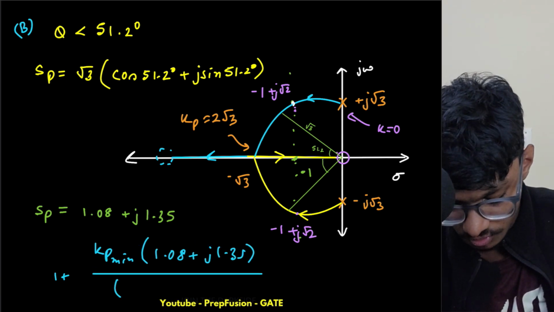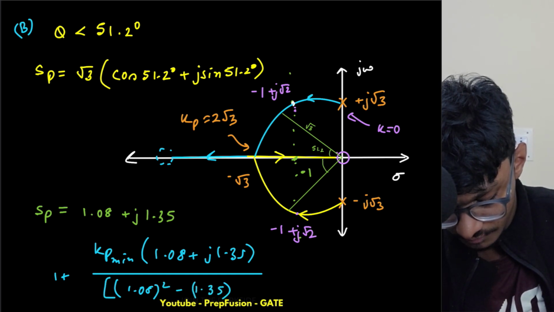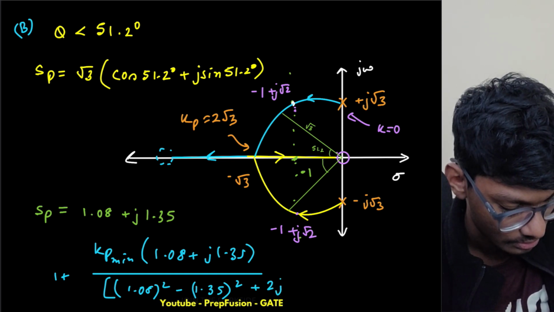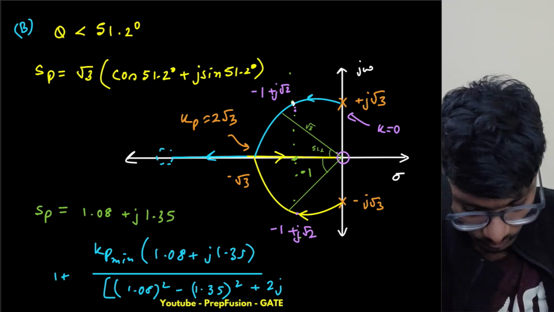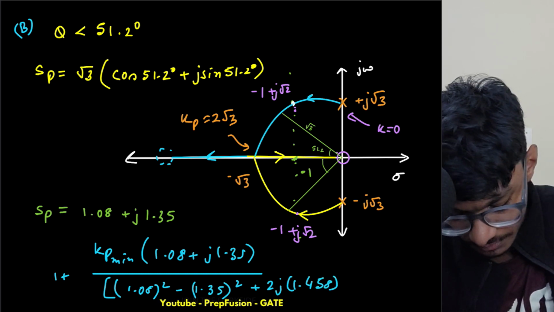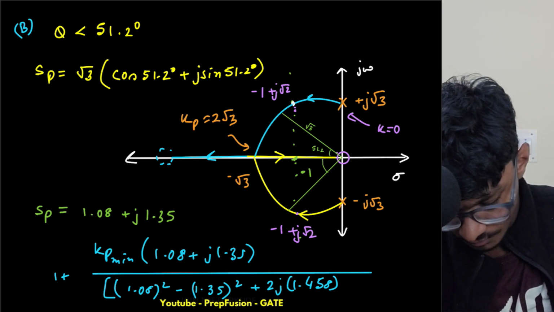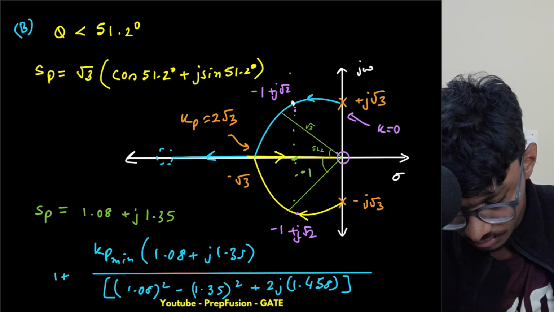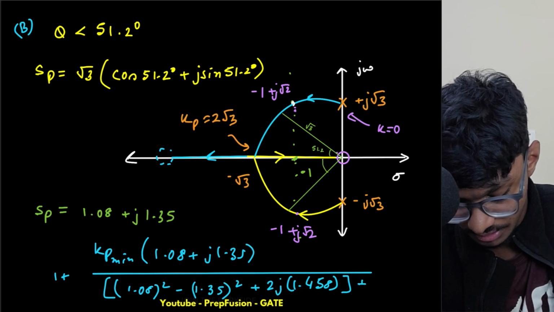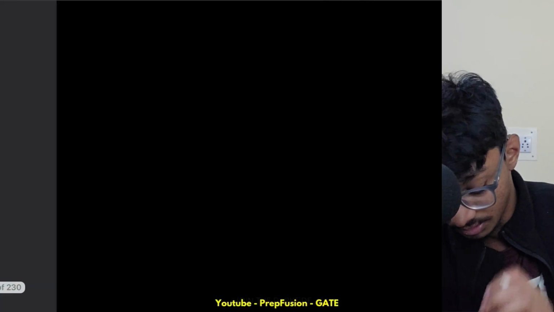So this will be s square: 1.08 whole square minus 1.35 whole square plus 2j times 1.08 into 1.35, which equals 1.45 and 458. Then we have that plus 3 as well, equals 0. So how to solve this next? This will be a bit tedious task.